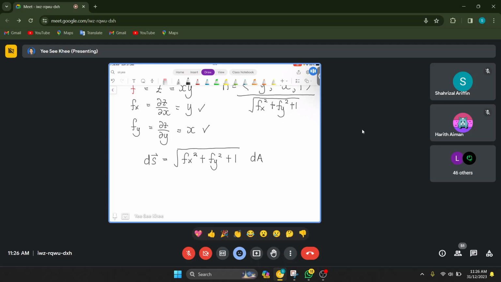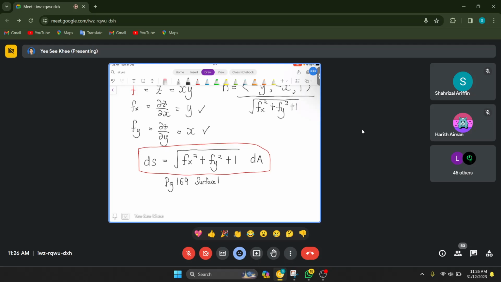This one is actually, okay, where is this from? Maybe you will ask, where is this from? This one is from page 169, surface integral of scalar field. We didn't cover this one. So this equation is from page 169. You can refer to it.